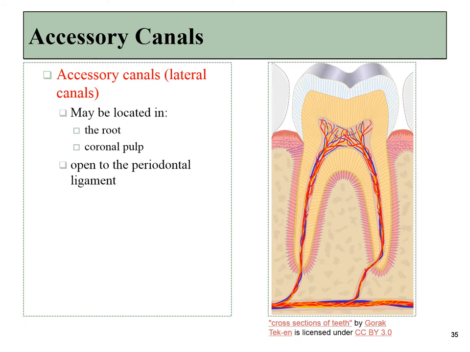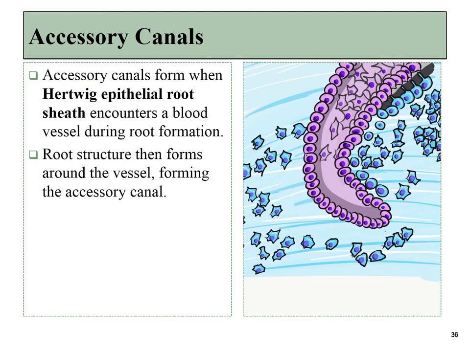There might be accessory canals found within the roots. That happens when Hertwig's epithelial root sheath bumps into a blood vessel that's already down there. So this is where you would find those accessory canals. Sometimes you can find them up in the crown as well. And again, that happens when epithelial cells are extending downwards, trying to form the roots of the teeth, and we'll cover that in more detail in the next chapter. And they bump into an already formed blood vessel. So they grow around that.